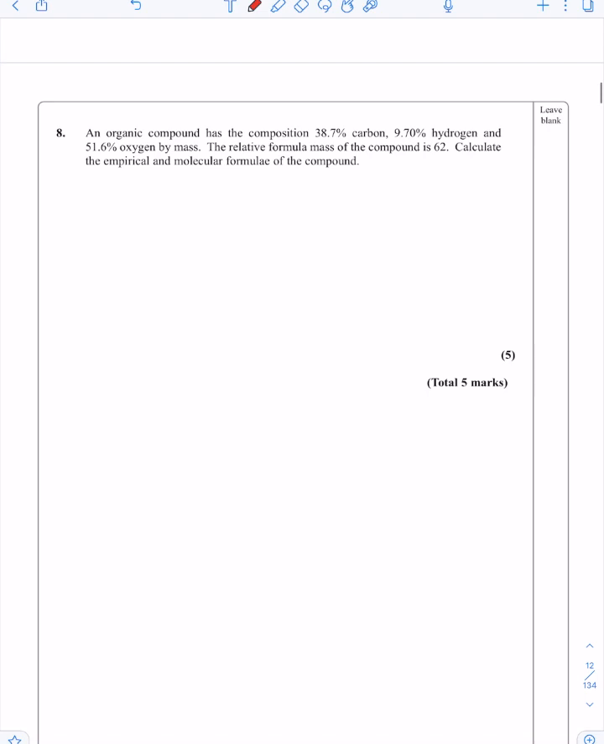Question 8. An organic compound has the composition 38.7% carbon, so it's like 38.7 gram carbon, 9.70 gram hydrogen, and 51.60% oxygen, so 51.60 gram oxygen by mass. The relative formula mass of this compound is 52. Calculate the empirical and molecular formulae of the compound.